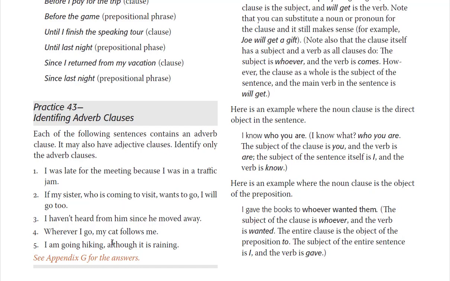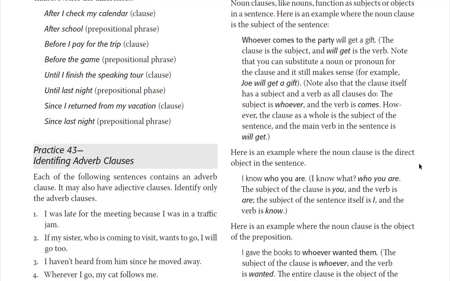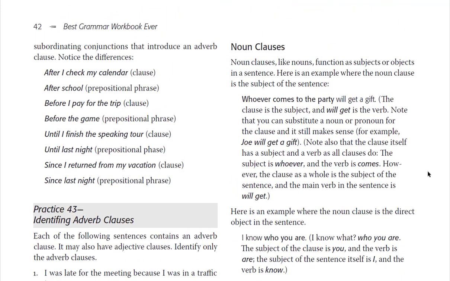Wherever I go, my cat follows me. Or my cat follows me wherever I go. So that's an adverb clause because it talks about where you're going to go. I am going hiking, although it is raining. So "although it is raining" talks about the weather, so therefore it's an adverb clause. It modifies the verb.